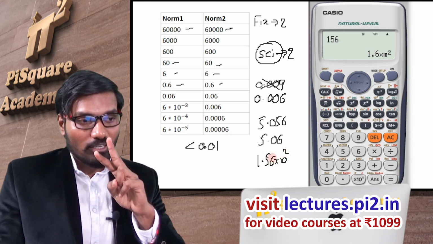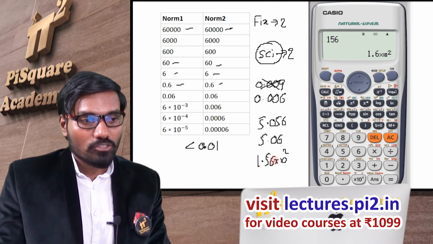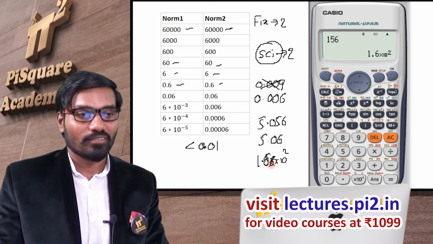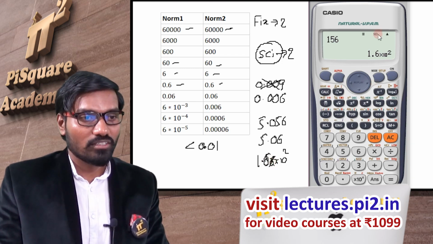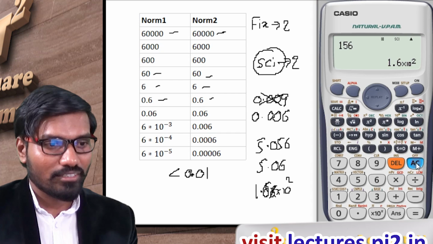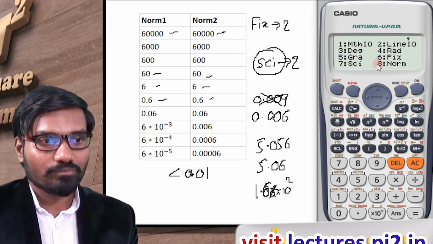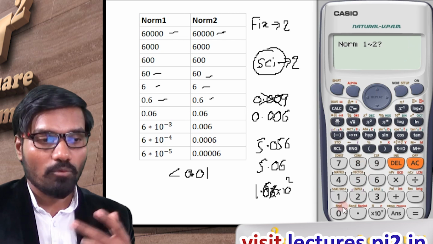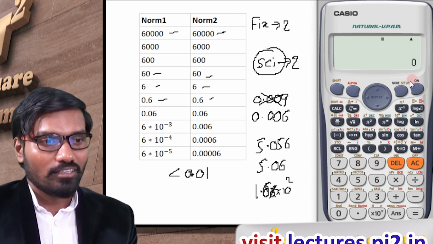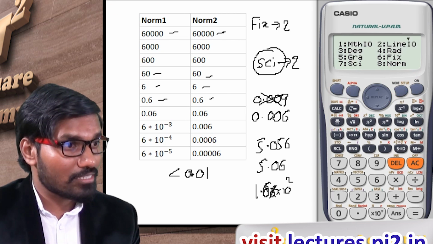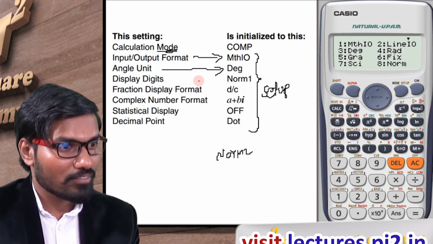Now it has to fix to 2 digits only in total, so this 6 is rounded and this has gone. That's SCI mode. I think you got all these. Let me clear it. Now let me again change it to normal display, Normal 1, it's done. And what else is there in setup, in this mode?